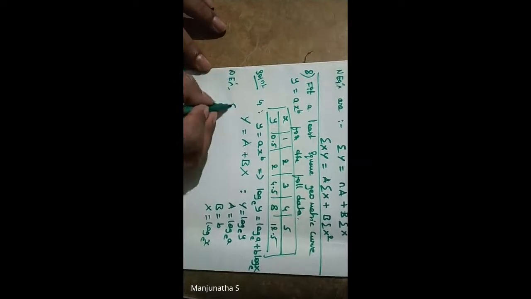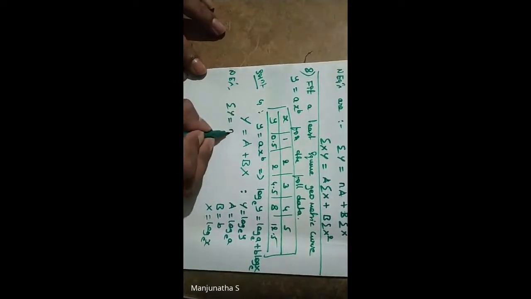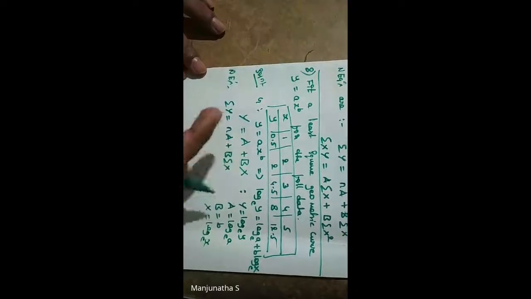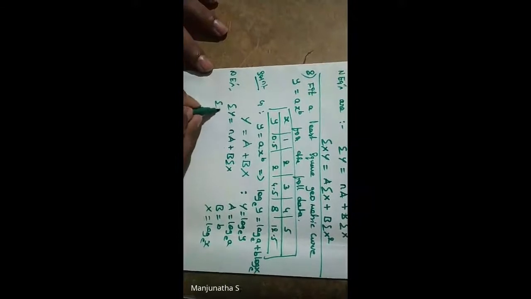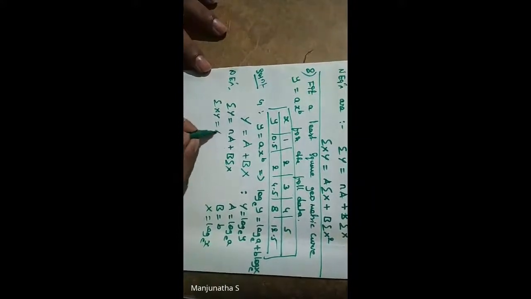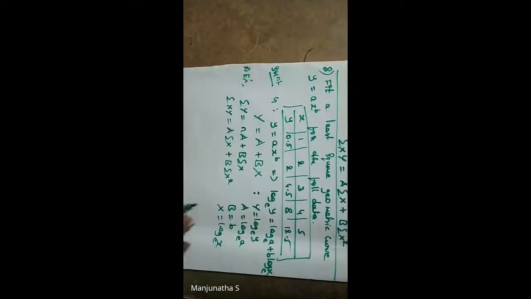Now what will be the normal equations? Summation Y is equal to nA plus B into summation X. This is the step we need to follow. If you do not write the steps, they will not give marks. And summation XY is equal to A into summation X plus B into summation X square. Okay, so we got the normal equations.